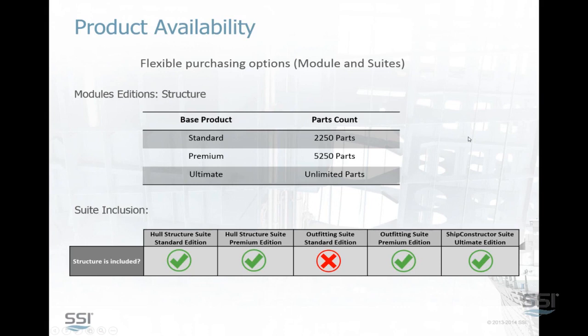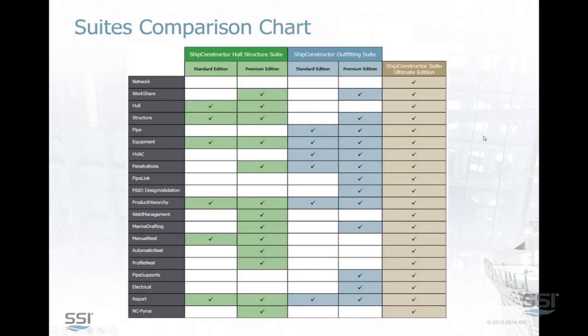All suites allow the creation of an unlimited number of parts or objects within the included products. The suites are really designed for smaller to medium-sized firms who have medium to large projects. Large firms with large projects generally go by the modules. And we just thought we'd display the suites comparison chart so you can see what's comprised in each of these, the ShipConstructor whole structure suite as well as the outfitting suite, and of course our Ultimate Edition. This information is available on our corporate website, of course.